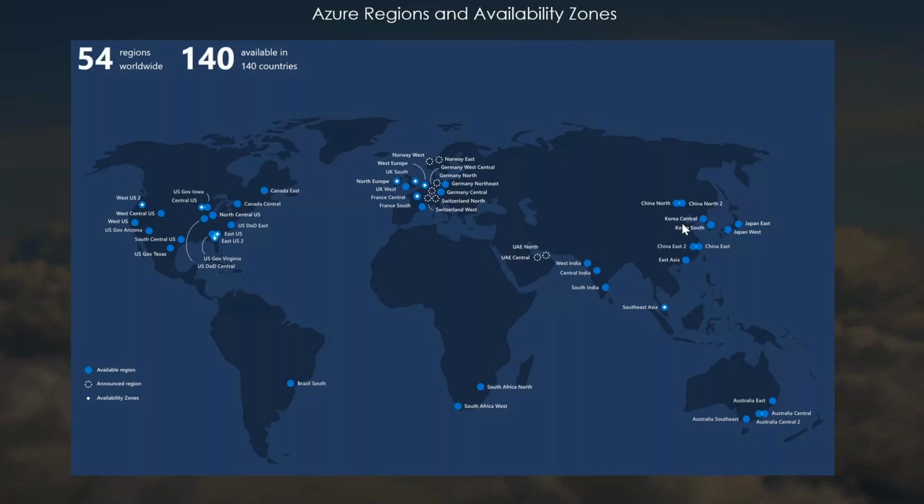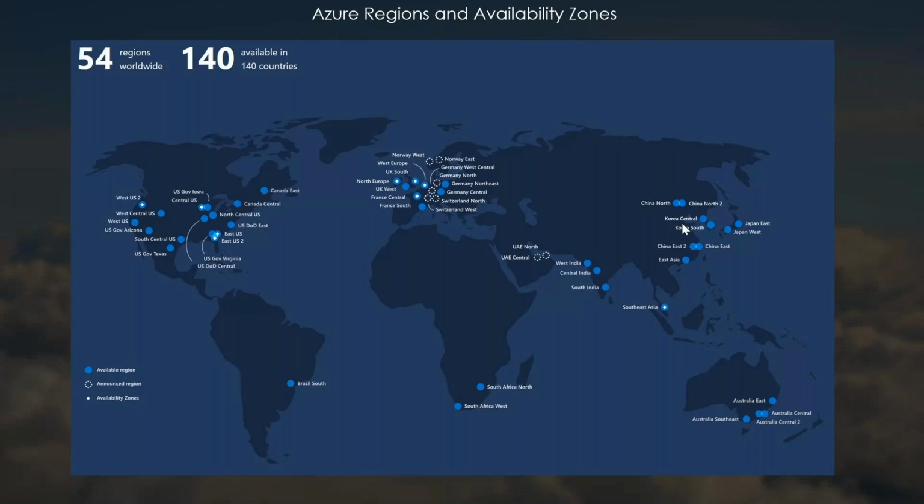And across the world, they have 54 regions, and it's growing every year or so. They might have a few more added, and they are available in 140 countries. And they have 100 plus availability zones. When I talk about availability zones, I'm talking about data centers. So they have 100 plus data centers across the world, and it's growing every quarter. They are coming with new data centers, and the level of infrastructure they are bringing to the cloud is really remarkable.